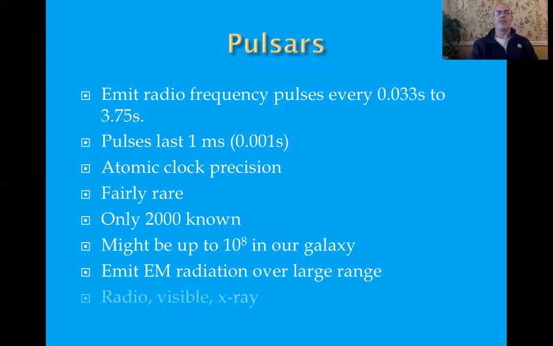There are some pulsars emitting radio frequencies, visible, X-ray, etc. Okay, now we learned about another type of star that varies its brightness. You might remember variable stars. And how do variable stars change their brightness?